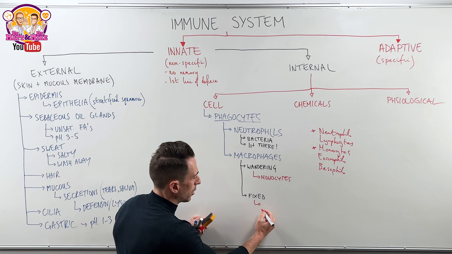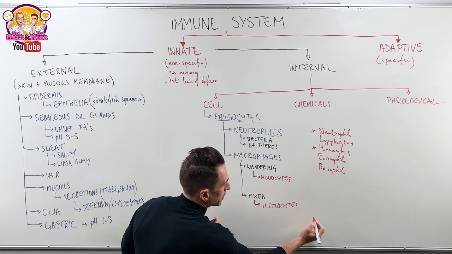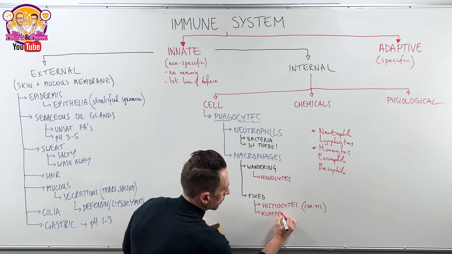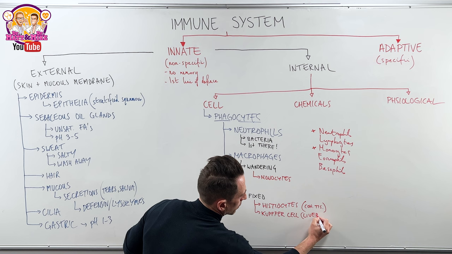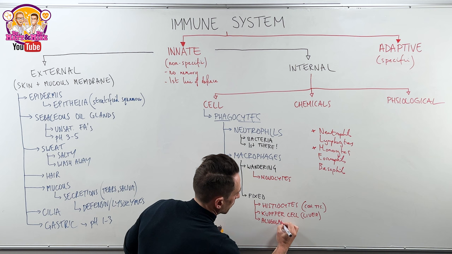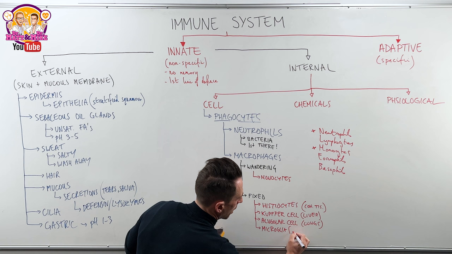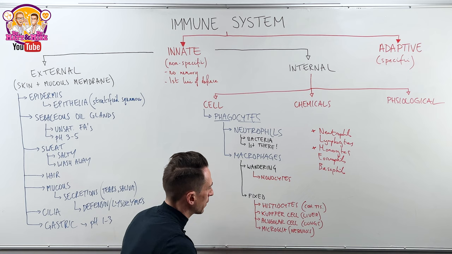So you've got histiocytes. Histiocytes are in our connective tissue, right? You've got Kupffer cells, and Kupffer cells are in our liver. You've got alveolar cells. They're in our lungs. You've got microglia, and microglia are in our nervous system. So there's heaps of different types of fixed macrophages. Again, they identify things that shouldn't be there, engulf and destroy.